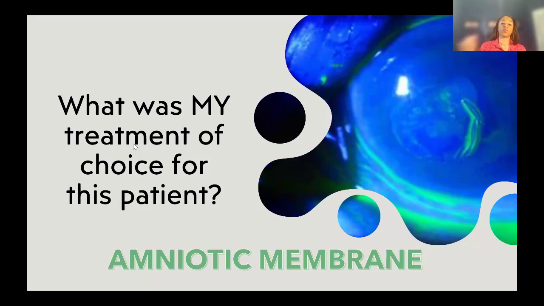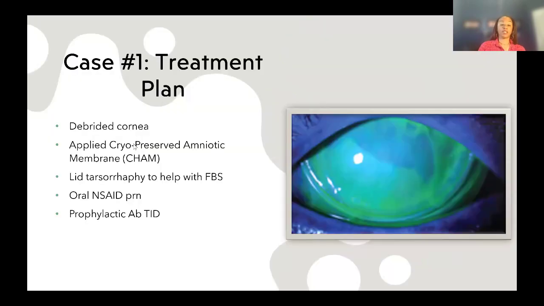It can change the course of what these RCEs do. They have a really negative impact on patients. I later found out that this particular patient had diabetes, so he was probably going to have a lifetime of recurrent erosions. All right, so what did I do? I debrided that cornea right away. It was in an active state while he was in town for a conference.